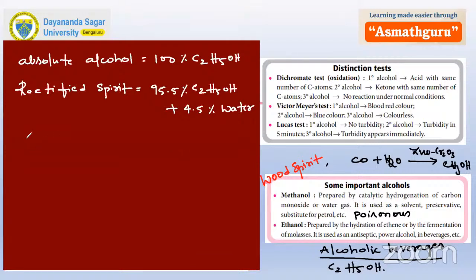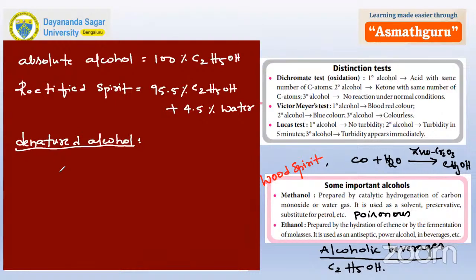So what is meant by denatured alcohol? Most of the commercially available alcohol. What is the commercially available alcohol? The alcohol available in the lab, we call it commercial alcohol. And most of this commercial alcohol was misused by people. This commercially available alcohol is available at a very low price, and it was a loss for the government.